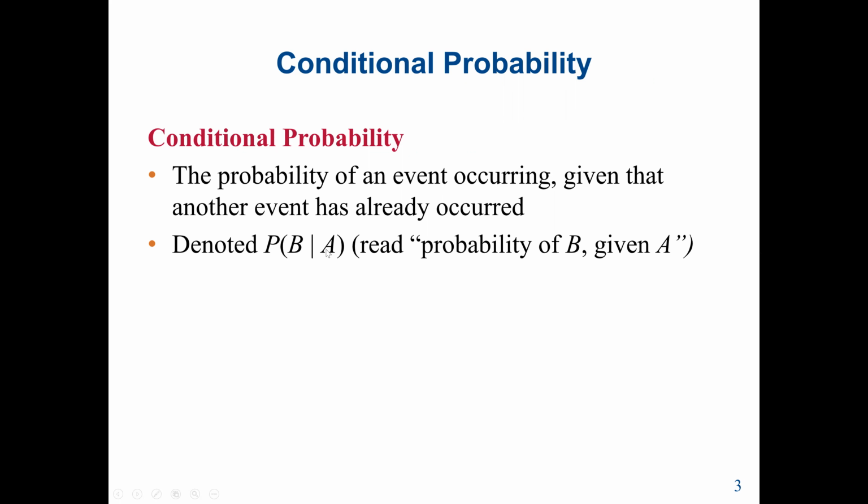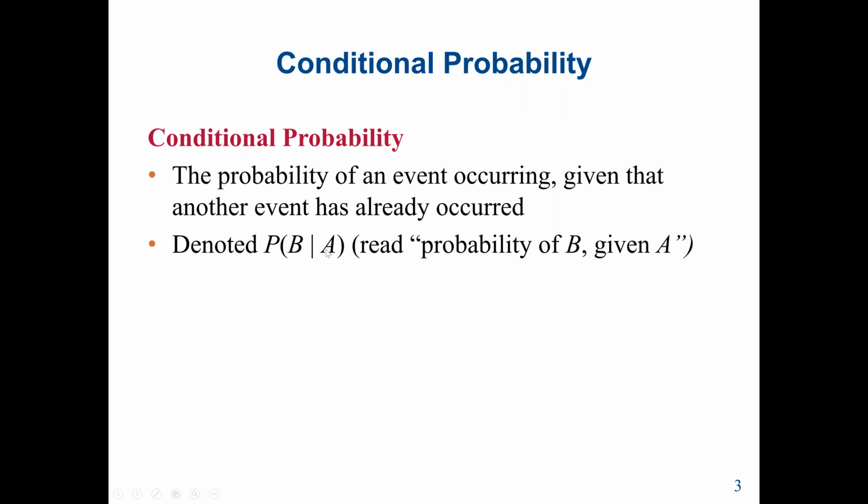Now let's see one example here. Two cards are selected in sequence from a standard deck. Now a standard deck total cards will be 52. They say find the probability that the second card is a queen. Now the total number of queens we have is 4, given that the first card is a king, assuming the king is not replaced. So if a king is already picked, that's our condition.